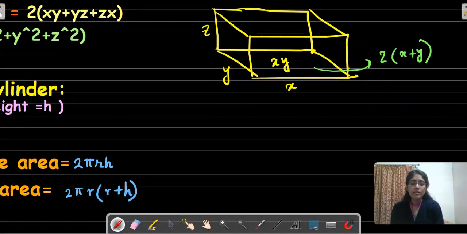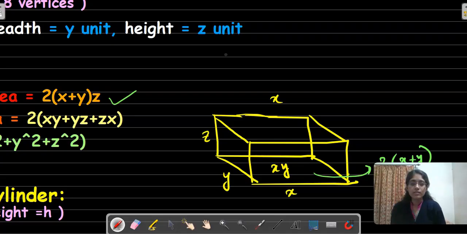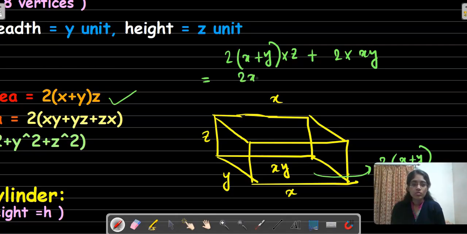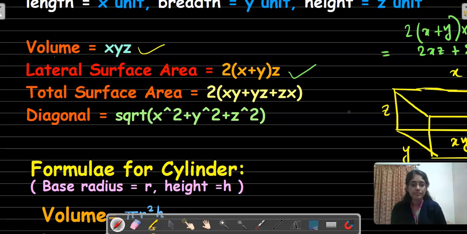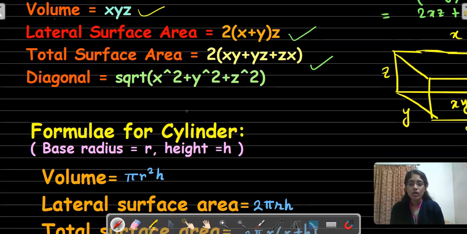Now total surface area, that is lateral surface area, that is 2 into (x plus y) into z, plus 2 into base area, that is xy. So from here you get 2xz plus 2yz plus 2xy. So from here you get 2 into (xz plus yz plus xy). Therefore this is the total surface area. Now diagonal of a cuboid is root over of x square plus y square plus z square.